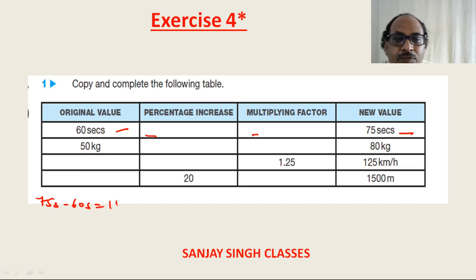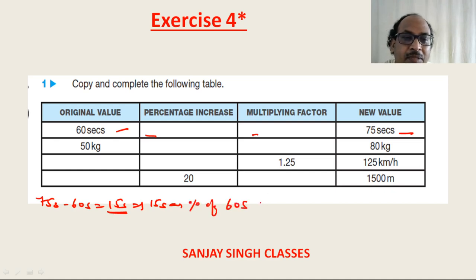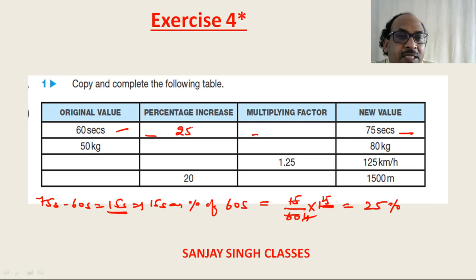75 seconds minus 60 seconds is equal to 15 seconds, and 15 seconds is the percentage of 60. So how can we find 15 seconds as a percentage of 60 seconds? Remember the first formula, and you can see it in the previous exercise also. 15 by 60 into 100, it is 25. So the increase that has taken place is 25%. So the increase percentage is 25. The multiplying factor will become 1.25.